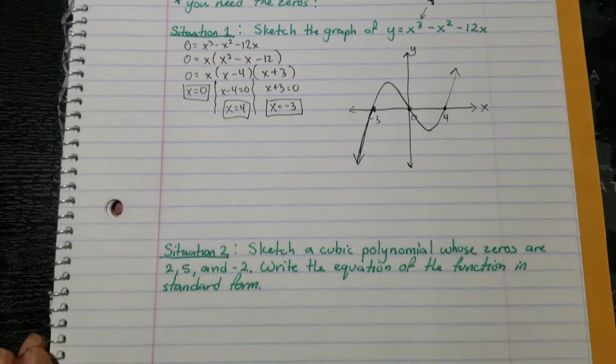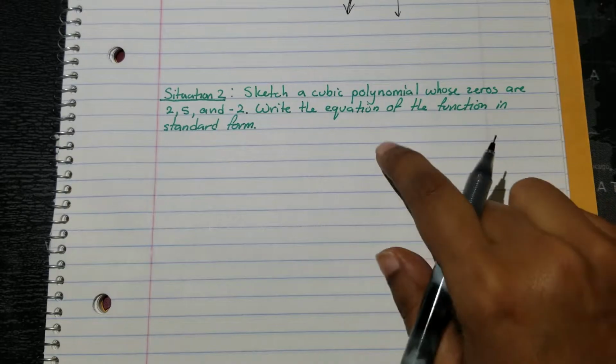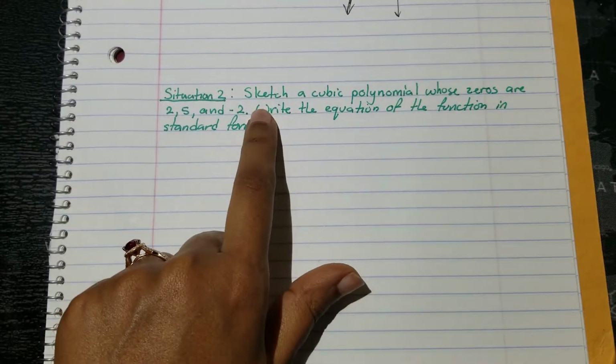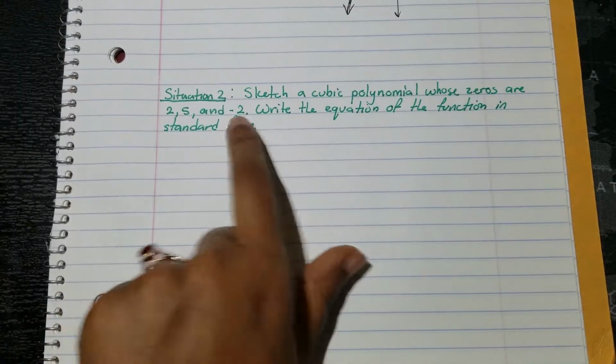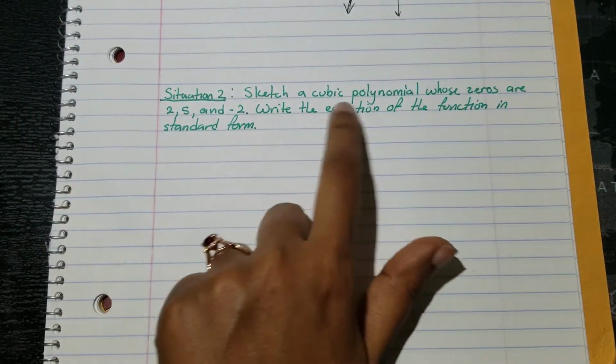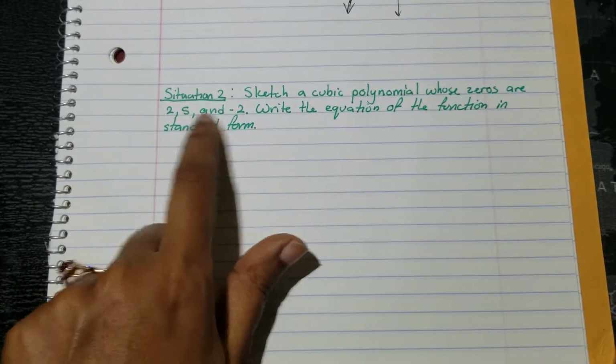So let's look at another one. This one's an adaptation of a Regents question. The beginning part of it says in the grid on the grid below, but the rest of it says sketch a cubic polynomial whose zeros are 2, 5, and negative 2.